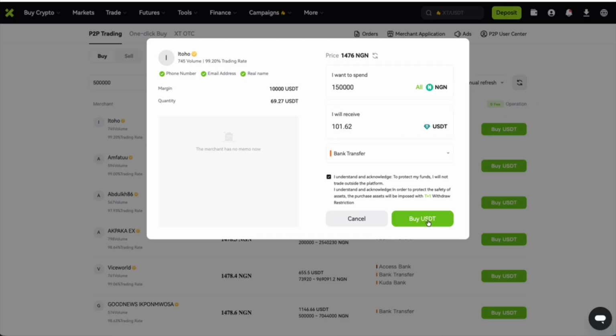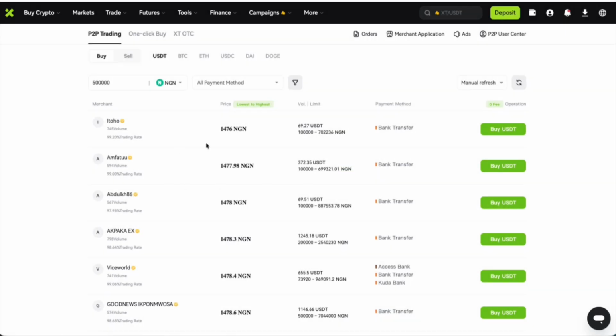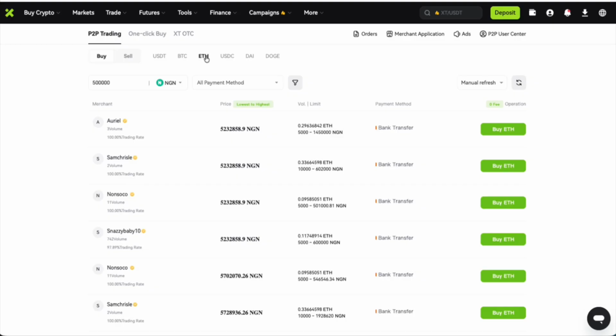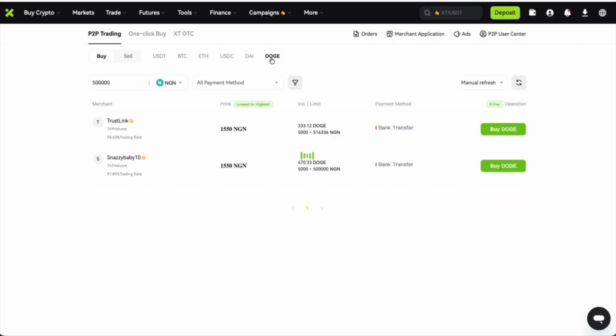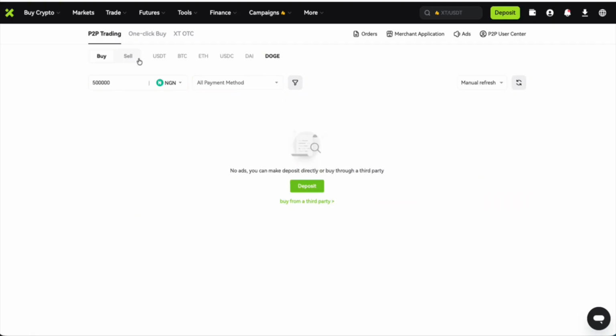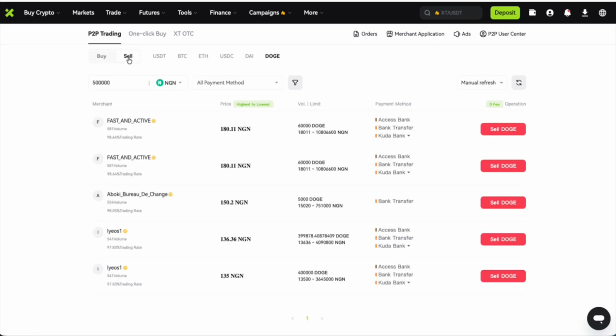Once you click on I have paid, the merchant will be notified, and the person will confirm that he or she has received the money, and the USDT you bought will be credited to your account, while you have credited the person's local account as well. That's how easy it is to buy. If you want to buy BTC, Ethereum, USDC, or Dogecoin, that's how you go ahead and buy. If you want to sell any of these, you go to the sell option, and you see people ready to sell their Doge for 180 Naira, and it goes on, right?